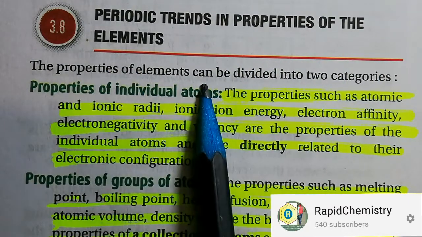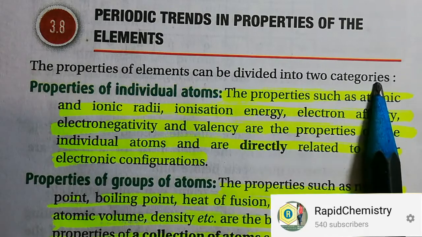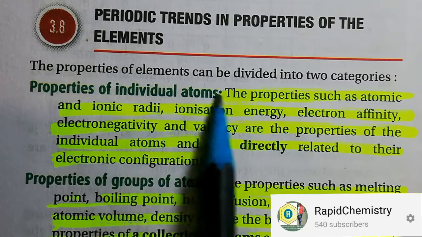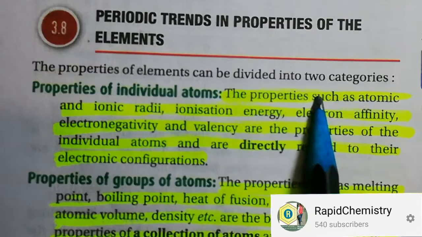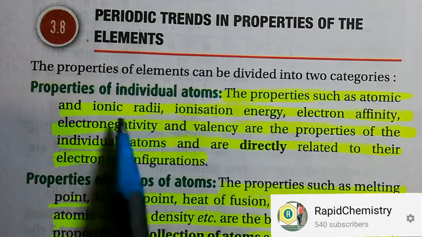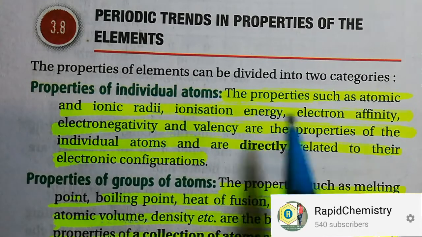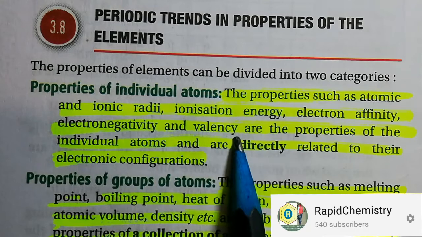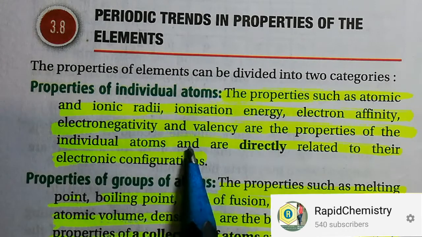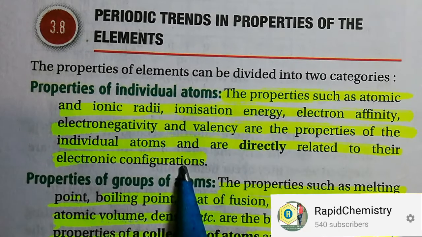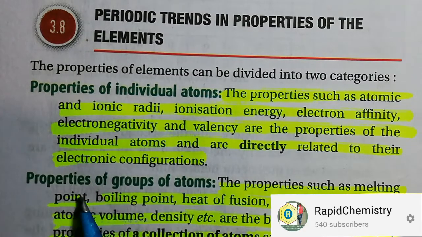The properties of elements can be divided into two categories. There are some properties which are for individual atoms. The properties such as atomic and ionic radii, ionization energy, electron affinity, electronegativity and valency are the properties of the individual atom and are directly related to their electronic configuration. But there are some properties of group of atoms.